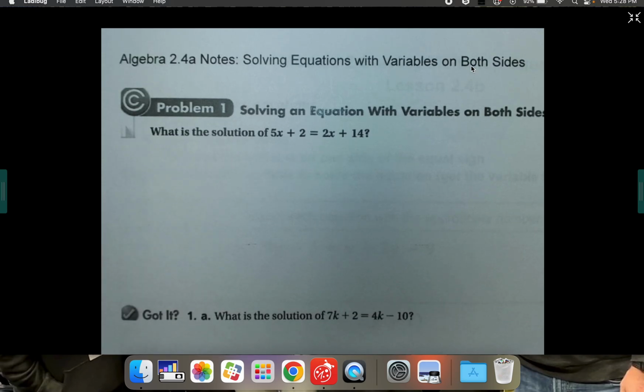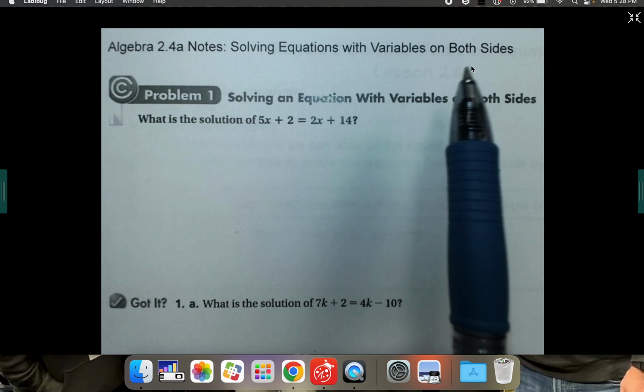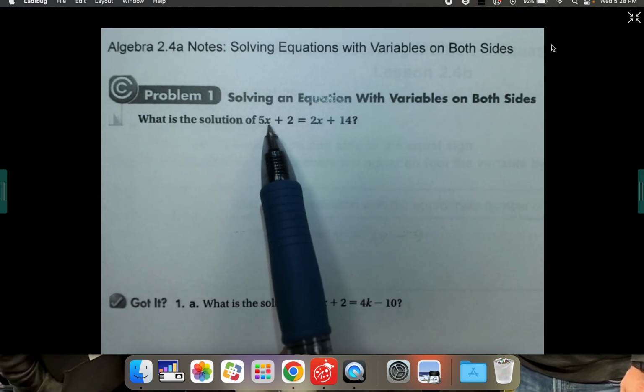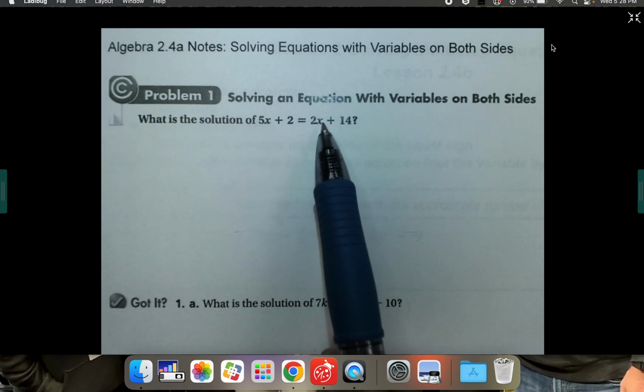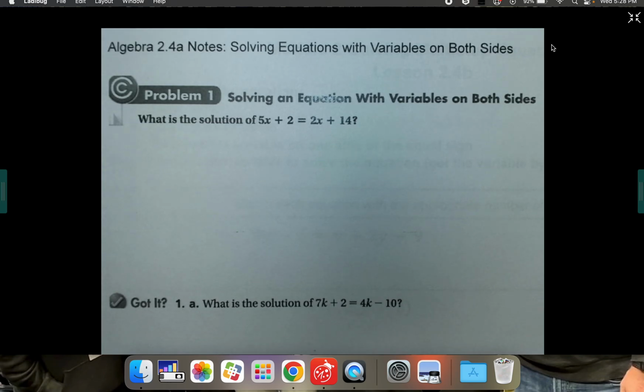Okay, 2.4 is being broken up into two parts, and after we get to part B, you will see why. So we're going to start with 2.4a, solving equations with variables on both sides. So we are still going to solve for x, and luckily there's only one variable x, but it happens to be on the left side of the equals and on the right side of the equals.